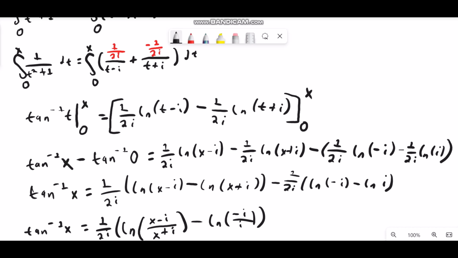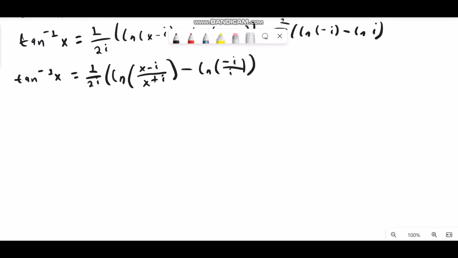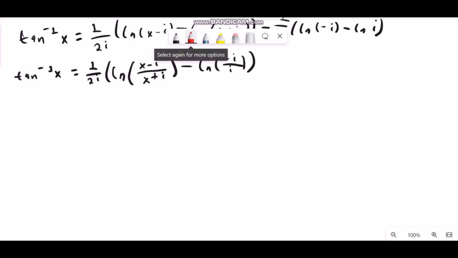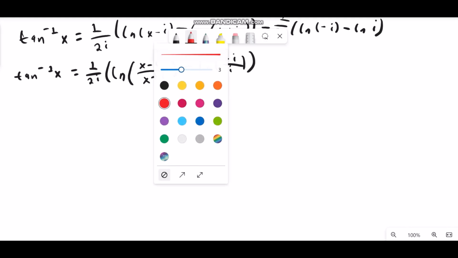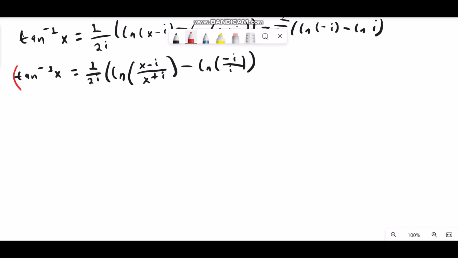Okay, let's move on. Let me drag the screen down so we have some more space. Let me grab the red pen here. So I have this 1 over 2i right here. I'm going to multiply both sides by that so that we can get rid of it. So we're going to multiply both sides by 2i.